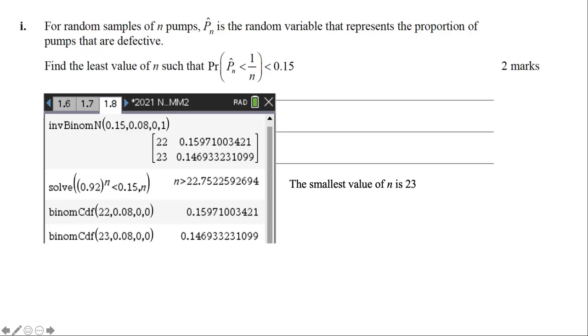Alternatively, you could use trial and error. You test when n equals 22. The probability of x equals 0 is 0.1597, which is greater than 0.15. But when you take n equals 23, the probability is immediately less than 0.15. With these two calculations, you can then conclude the smallest value of n is 23, okay, by showing a sufficient amount of trials and errors.